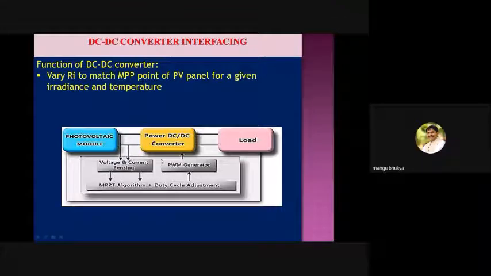Based on their load behavior and source behavior, it will act just like a translator. Okay, it will act like a translator. That interface circuit is the DC-DC converter.